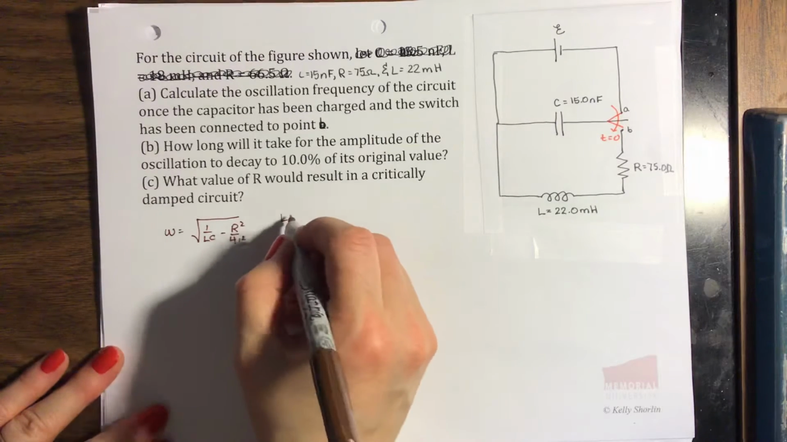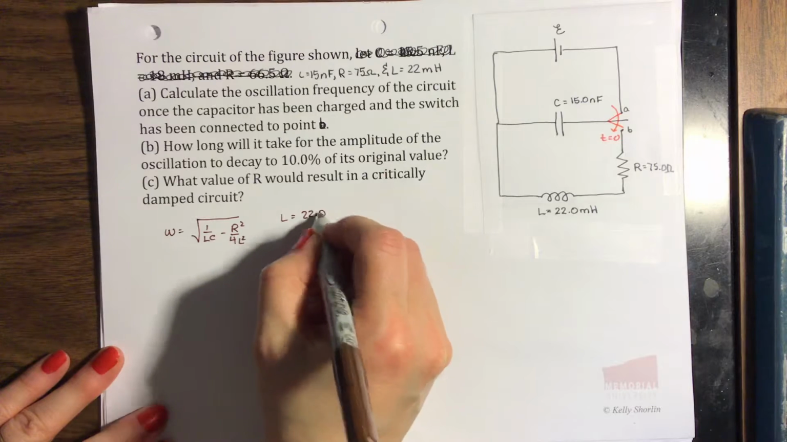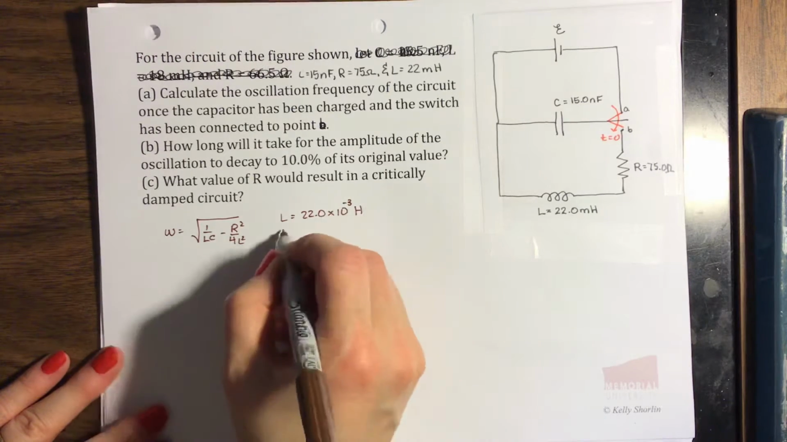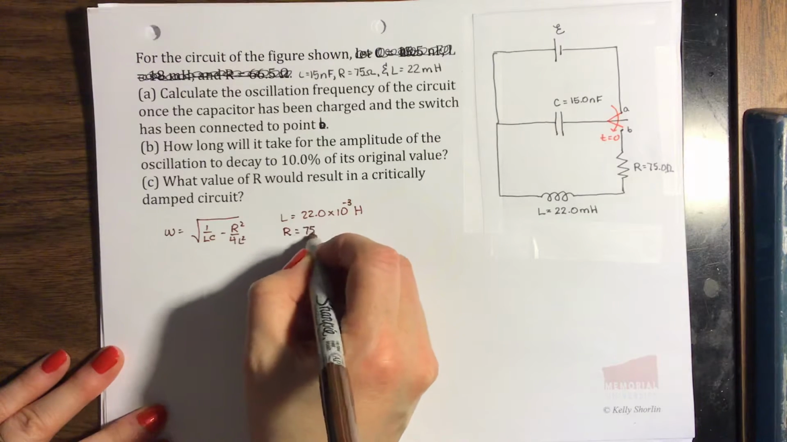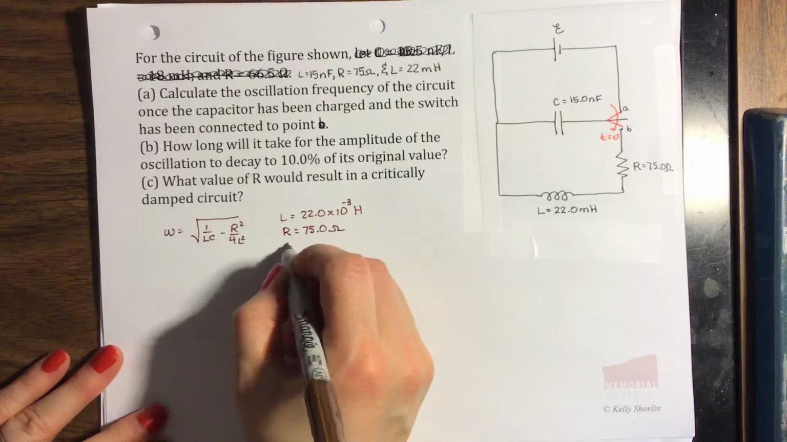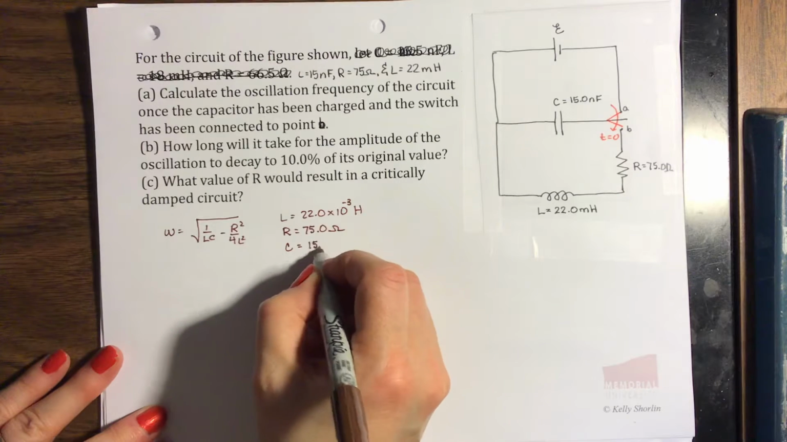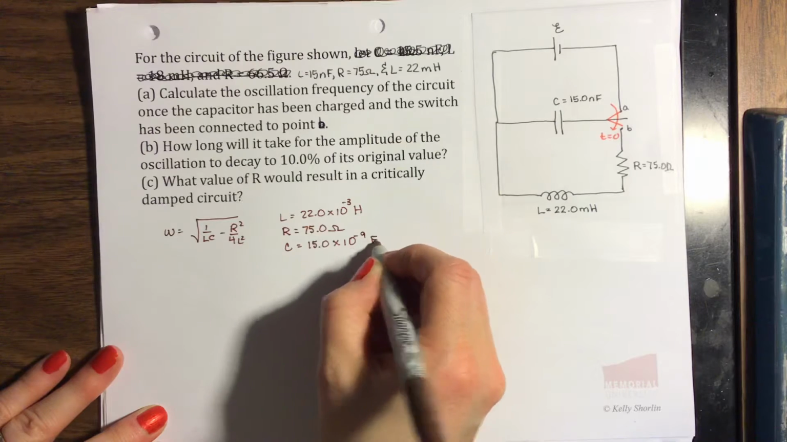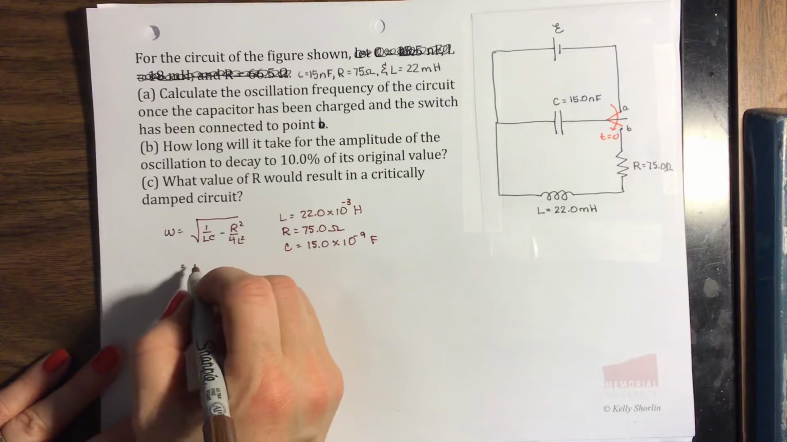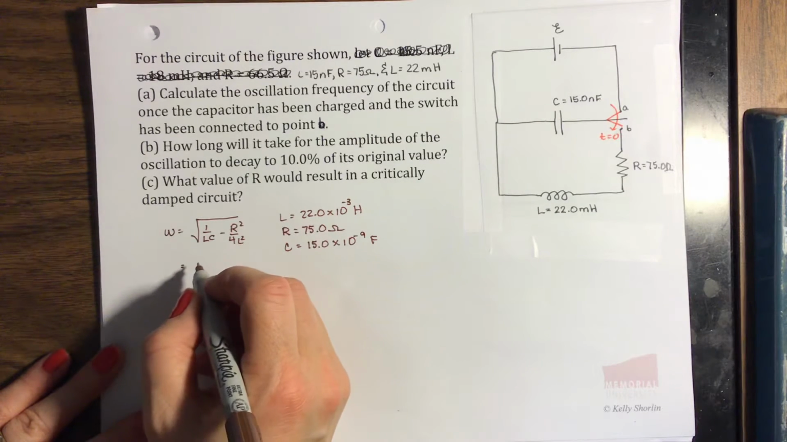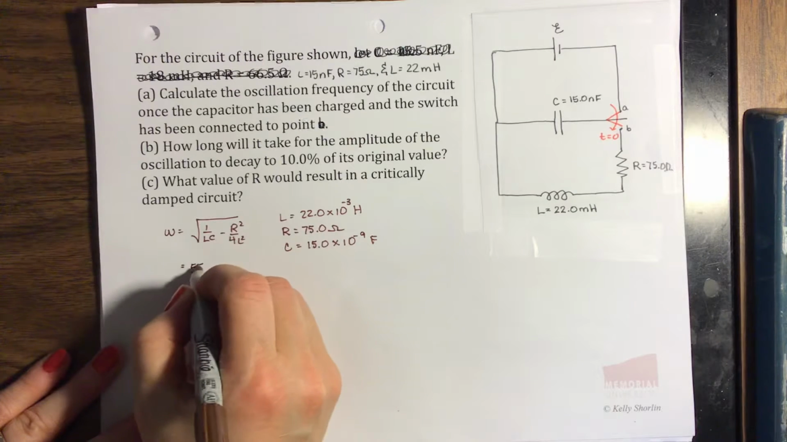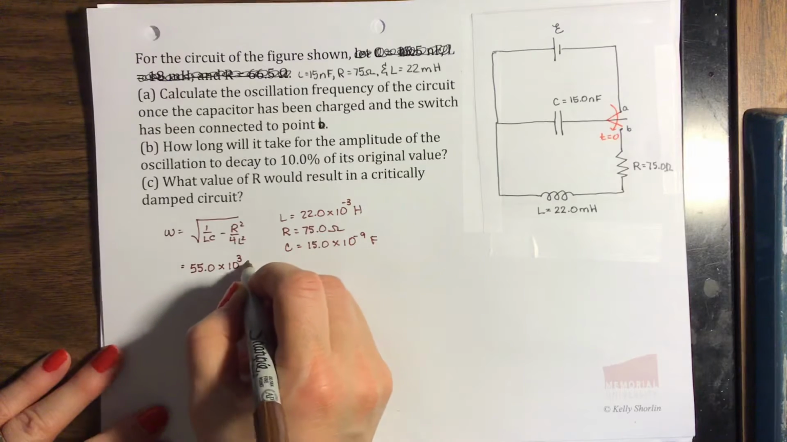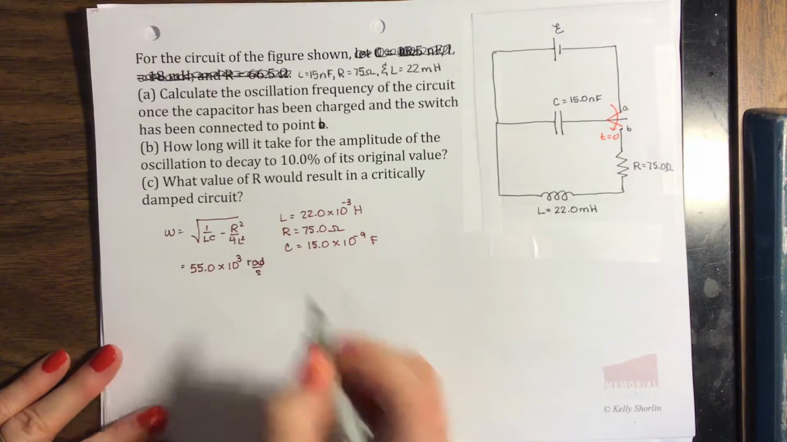The values we have to plug in: L is 22 millihenries, so that's 22 times 10 to the minus 3 henries. Our resistance R is 75 ohms, and our capacitance C is 15 nanofarads, which is 15 times 10 to the minus 9 farads. Put all those numbers in, and what we get for an angular frequency is 55 times 10 to the 3. The units are radians per second, or just seconds to the minus 1.